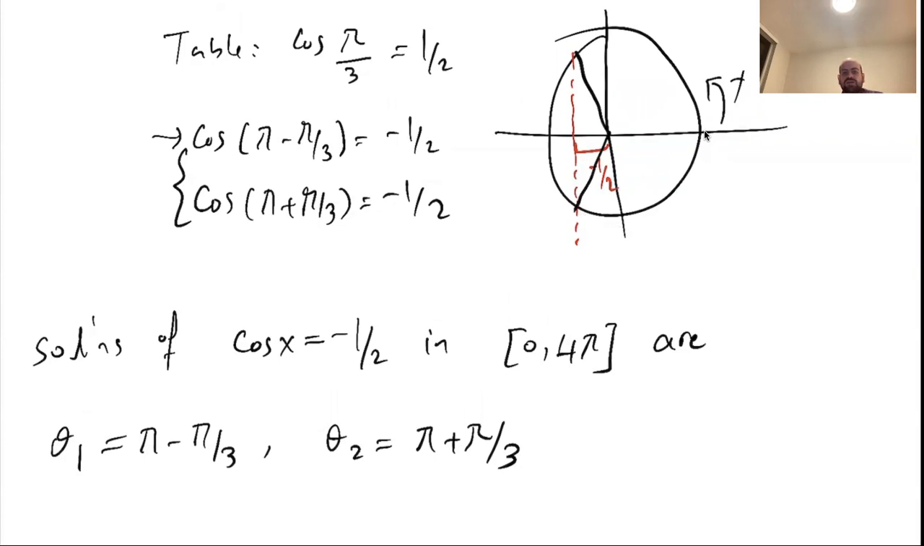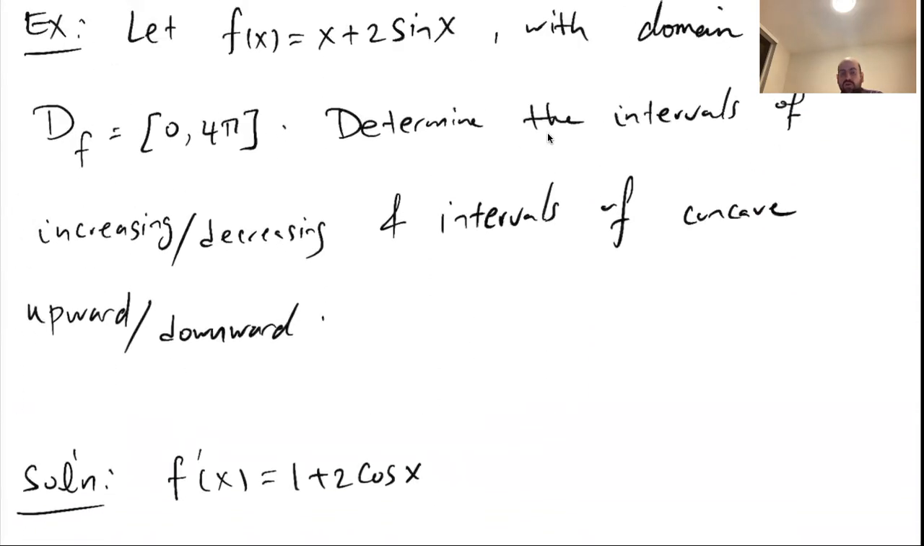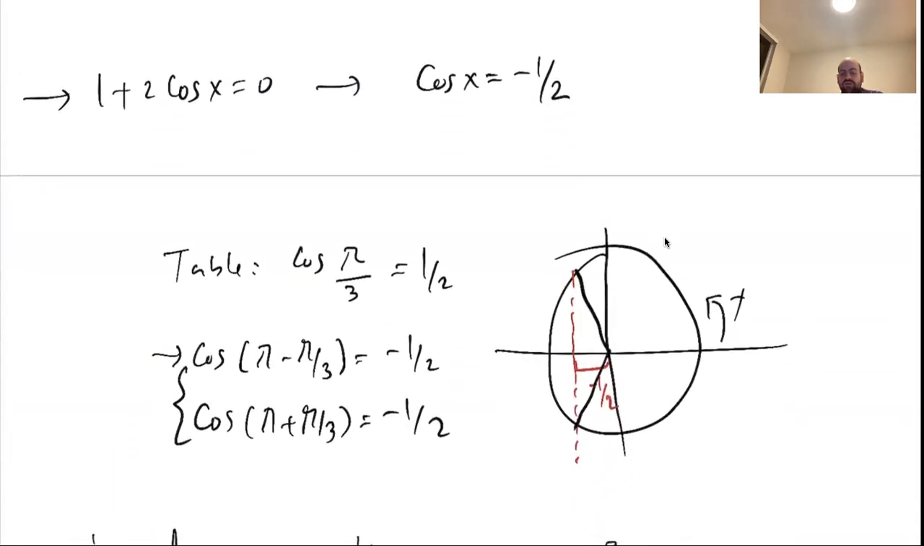Now, if we continue, because the domain is assumed to be 0 to 4 pi, we shouldn't end at 2 pi. We still have to continue. So this is 0 and 2 pi. If we continue, then this is 2 pi, this will be 3 pi, and this angle will be 3 pi minus pi over 3.